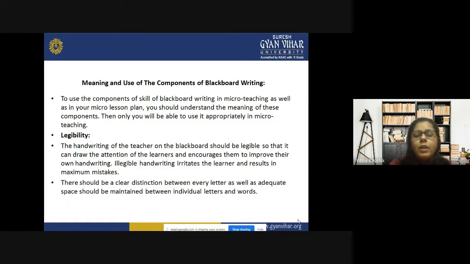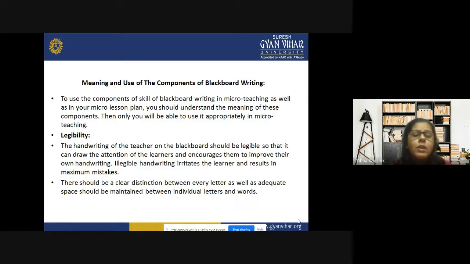Illegible handwriting irritates the learner. Why? Because the students will not be able to understand what the teacher has written on the board, and this results in maximum mistakes. When they are copying some notes, diagram or calculation from the board, they will make maximum mistakes because they will not be able to understand what the teacher has written.